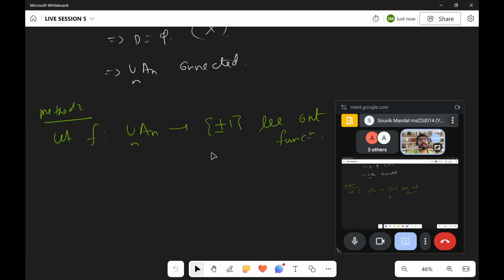Okay, so try to prove this by yourself. We need to show that f is constant. Unlike the previous problem's method two, here also almost the same process will work. Please try to solve and convince yourself that it is indeed true. Take your time.